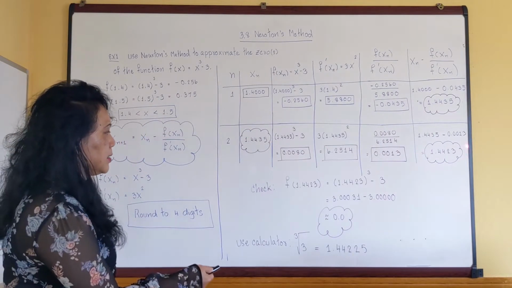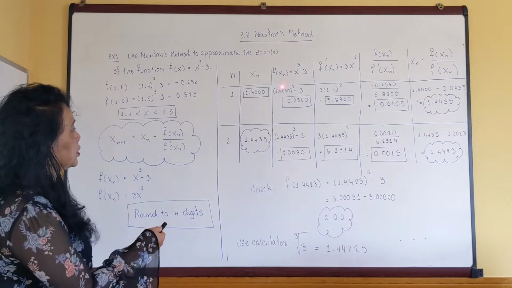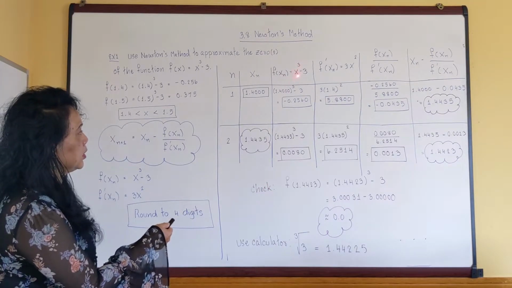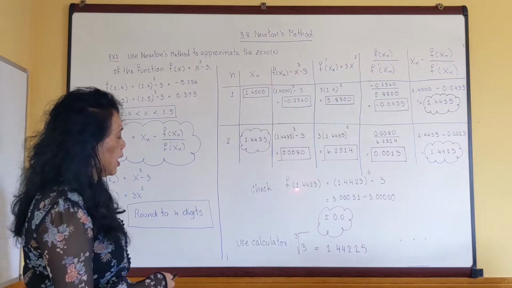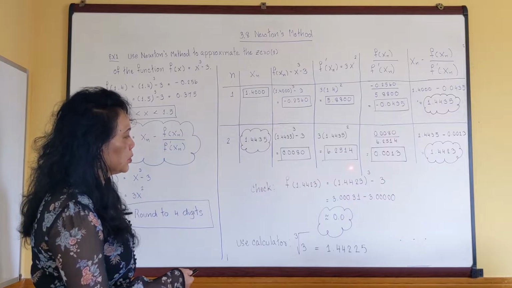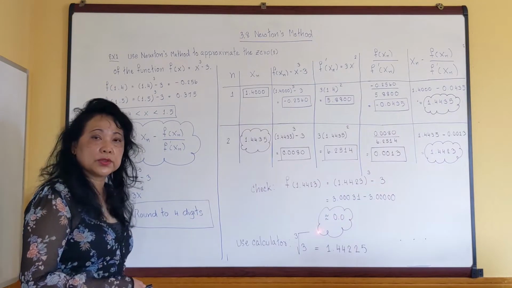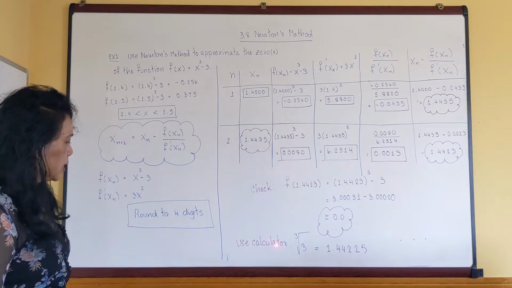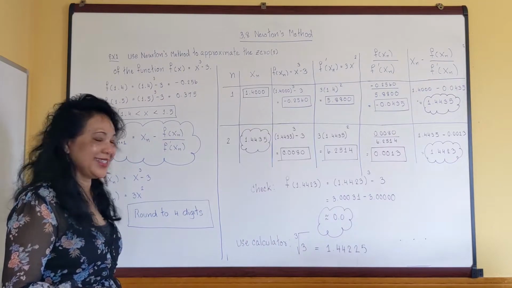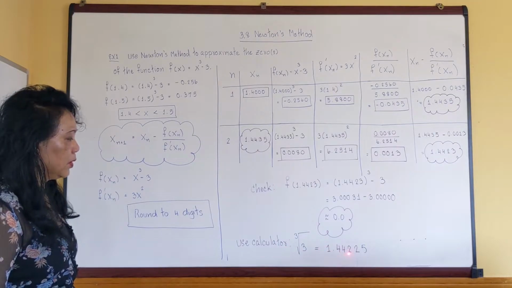And then the last number here, I'm going to check. Plug it into the function, which is x cubed minus 3. So f of 1.4423 cubed minus 3, I end up with something very close to 0. If you want to check using a calculator, which is much easier, the cube root of 3 is 1.44225.